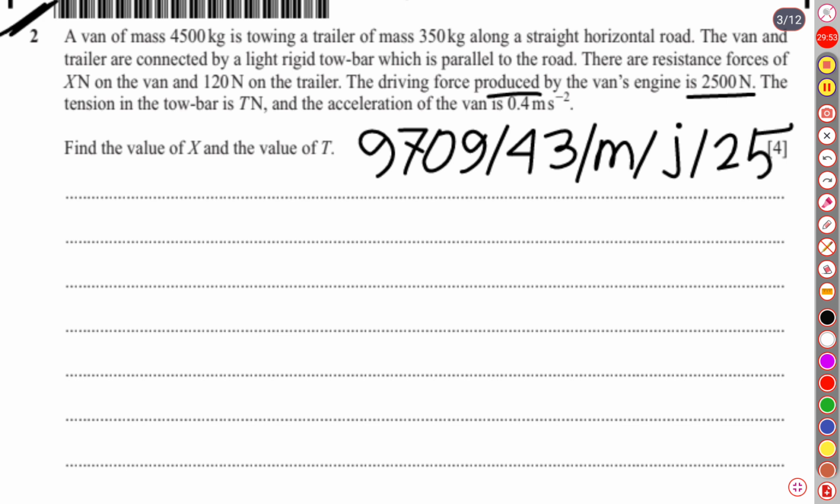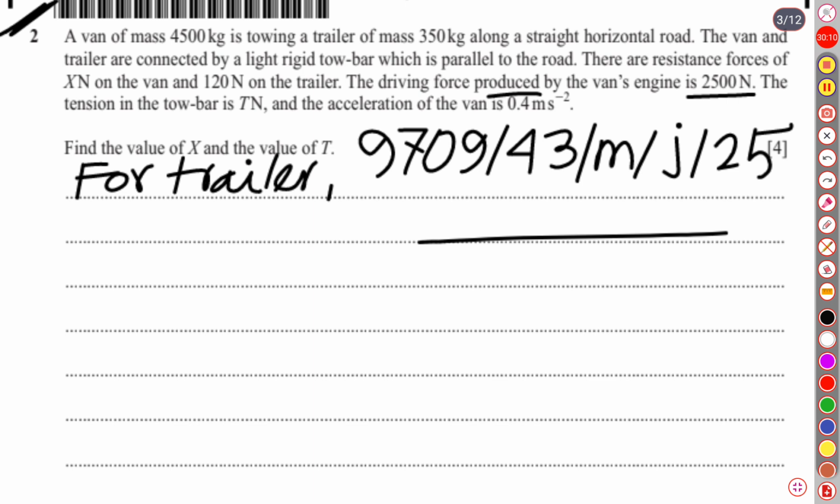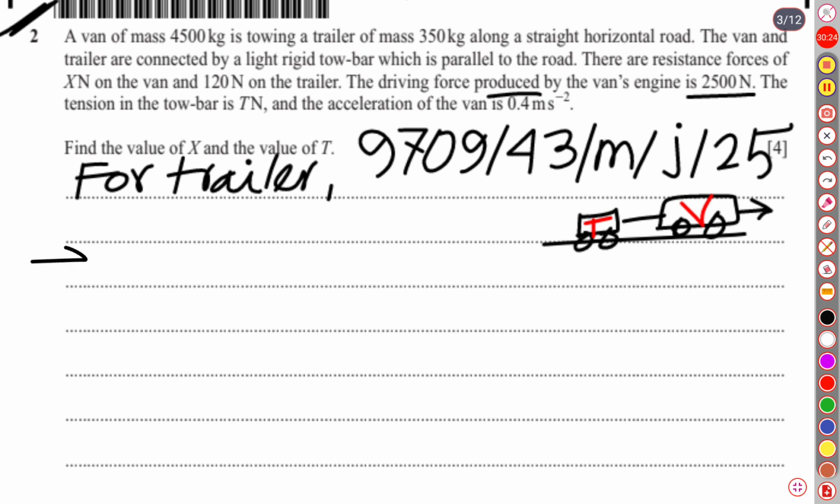start with the trailer. If we draw a diagram for both of the vehicles, it will look like this. So both the vehicles are moving on a horizontal road which is smooth. And the concept we are going to apply is driving force minus resistance to motion is equal to mass into acceleration.